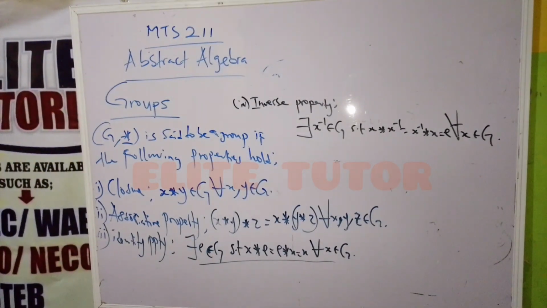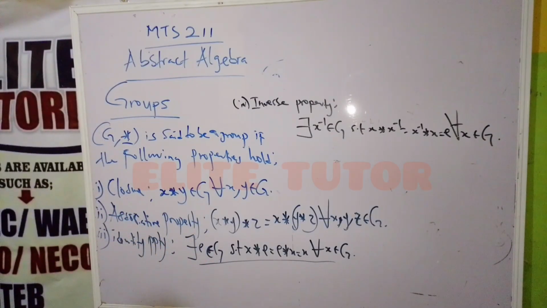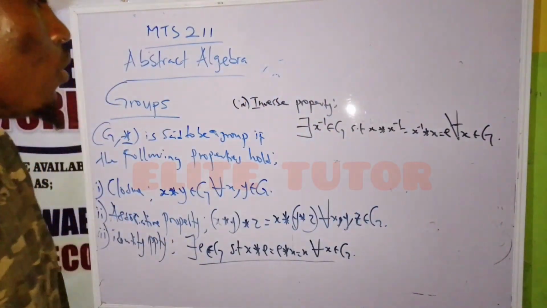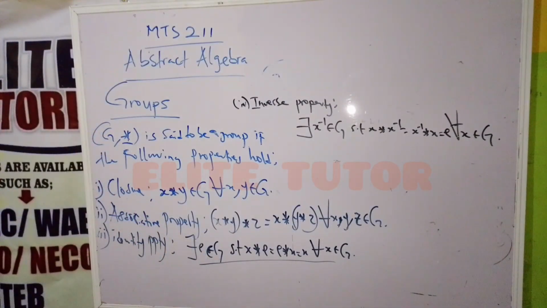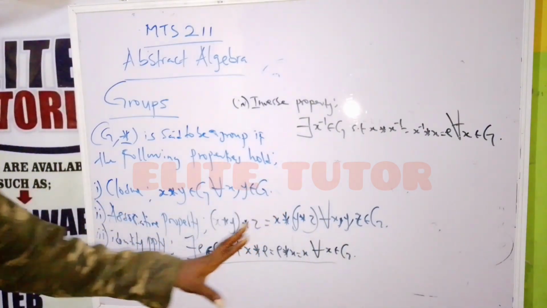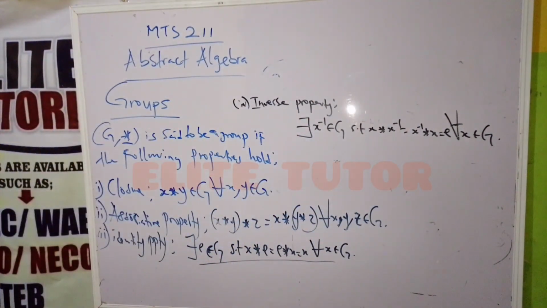So now you see all this is what we call a group. This is the pure definition of a group. Something is said to be a group if these four conditions are met. If these four properties are met, then it is called a group. So there's no difficulty about that.